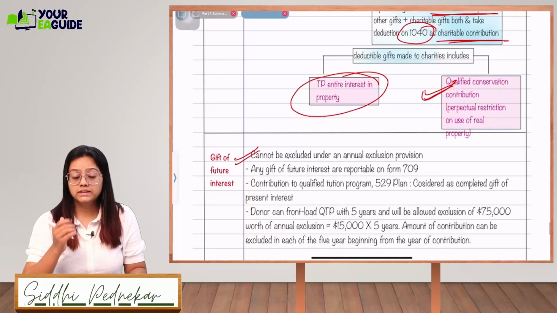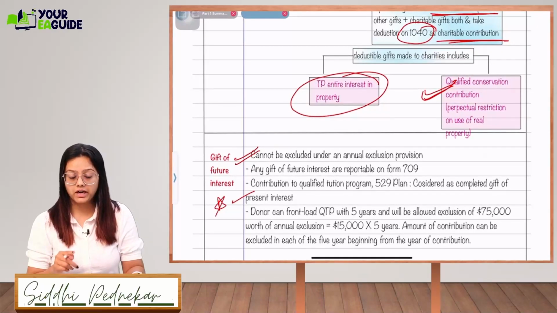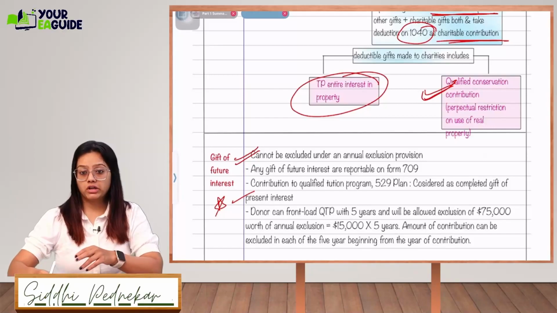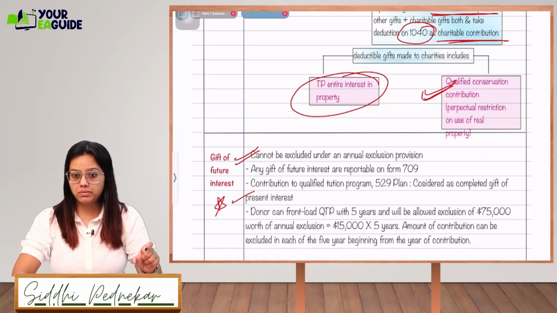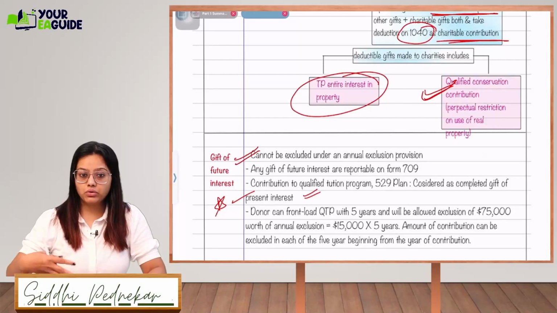Okay, next is contribution to qualified tuition. This is important, we have already done this topic, right? The 529 plan, where you are going to contribute a particular amount. There were two plans for education, the 529 plan and the QTP, qualified tuition program. In the 529 plan, you can consider a complete gift of present interest. Since this will be utilized in future, this is a gift of future interest.